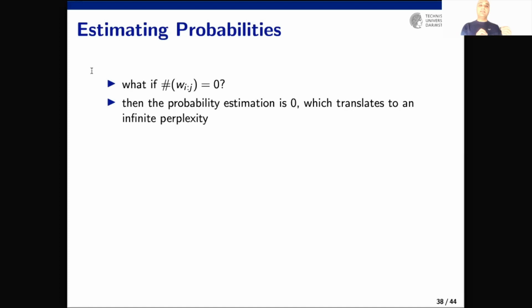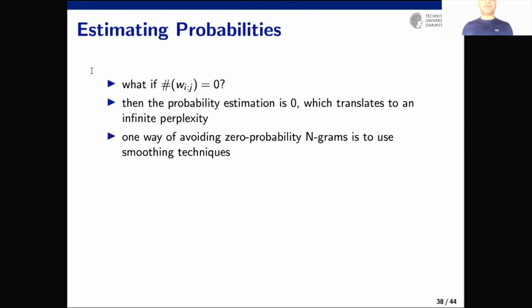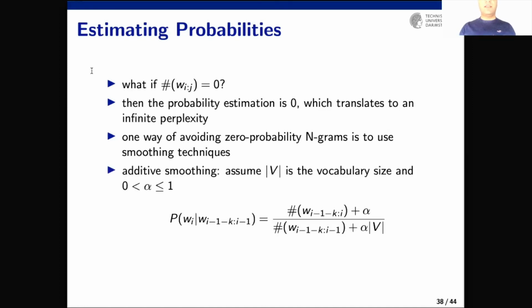But why is it a big deal? It matters because when the frequency is 0, then the probability estimation is also 0, which translates to an infinite perplexity. So one way to avoid 0 probability of n-grams is to use smoothing techniques. The easiest smoothing technique is additive smoothing.